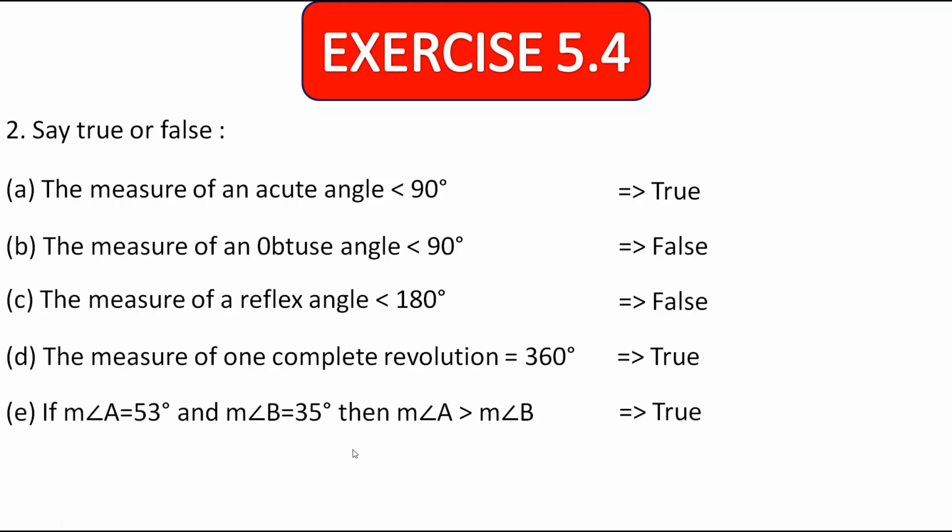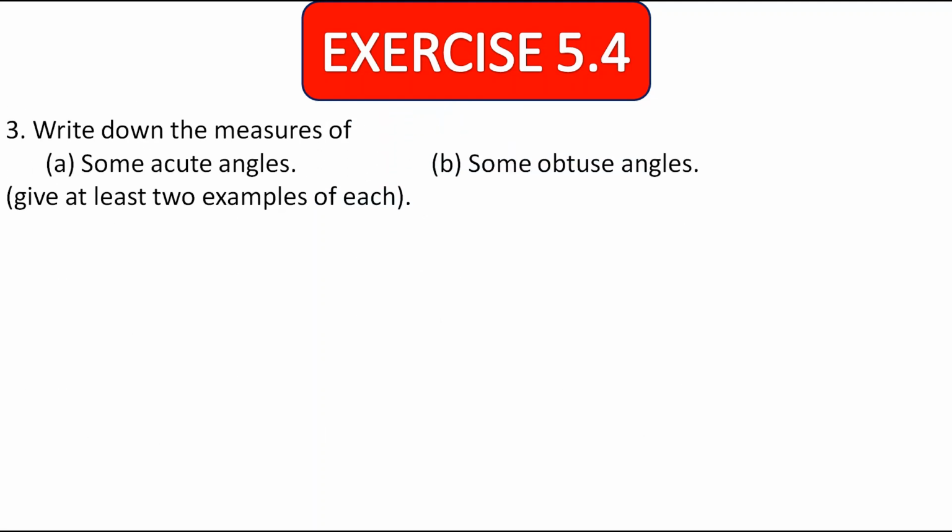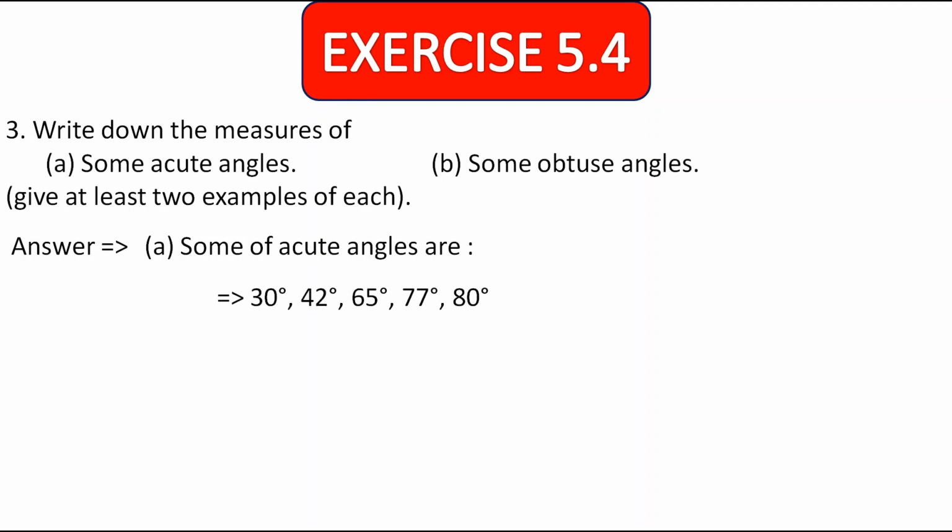Now, let's move to the third question. Write down the measures of some acute angles and some obtuse angles. Give at least 2 examples of each. See here, if you know what is an acute angle, you will be able to solve this. I just told you that an acute angle is the angle which measures less than 90 degree. Therefore, some acute angles can be these. I have given the numbers randomly. You can write any number, but just remember the condition that it should be less than 90 degree. Here I gave you the numbers which are less than 90 degree. All are acute angles.